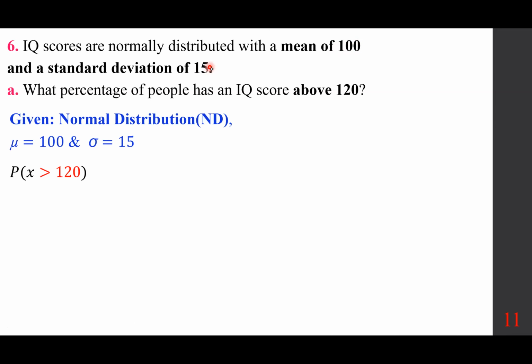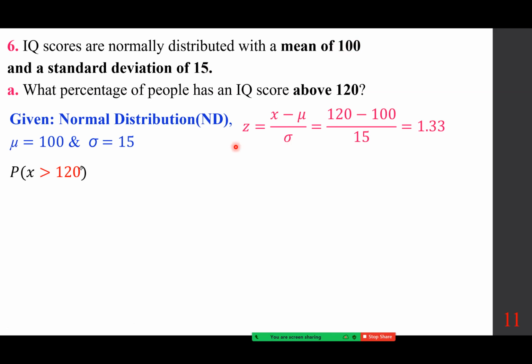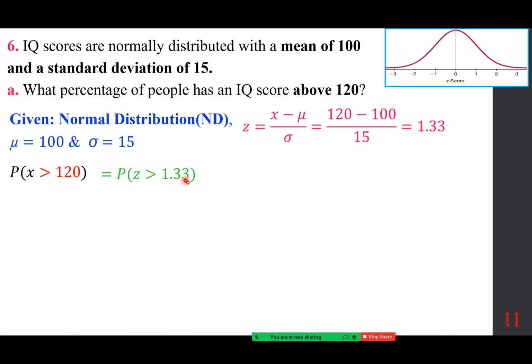So we calculate the Z score of X minus mu over sigma. X is 120 minus mu. That's why we write the given, so we can easily use that. Gives us 1.33. And if we go with the graph, we want the probability of Z larger than 1.33. This is normal distribution. This is standard normal distribution. So the graph gives us this number 1.33 somewhere here, and the area to the right of it. That's what we are interested in.